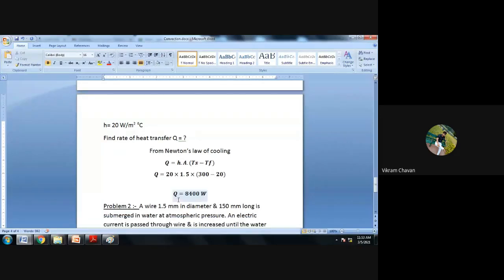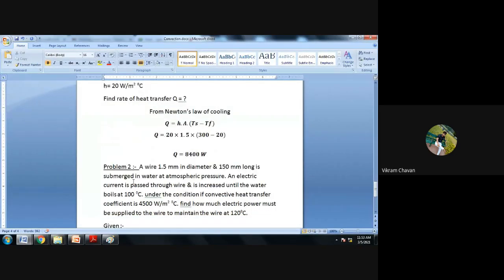So then, next problem. Note down the statement of the next problem. Problem number two. A wire 1.5 mm in diameter.